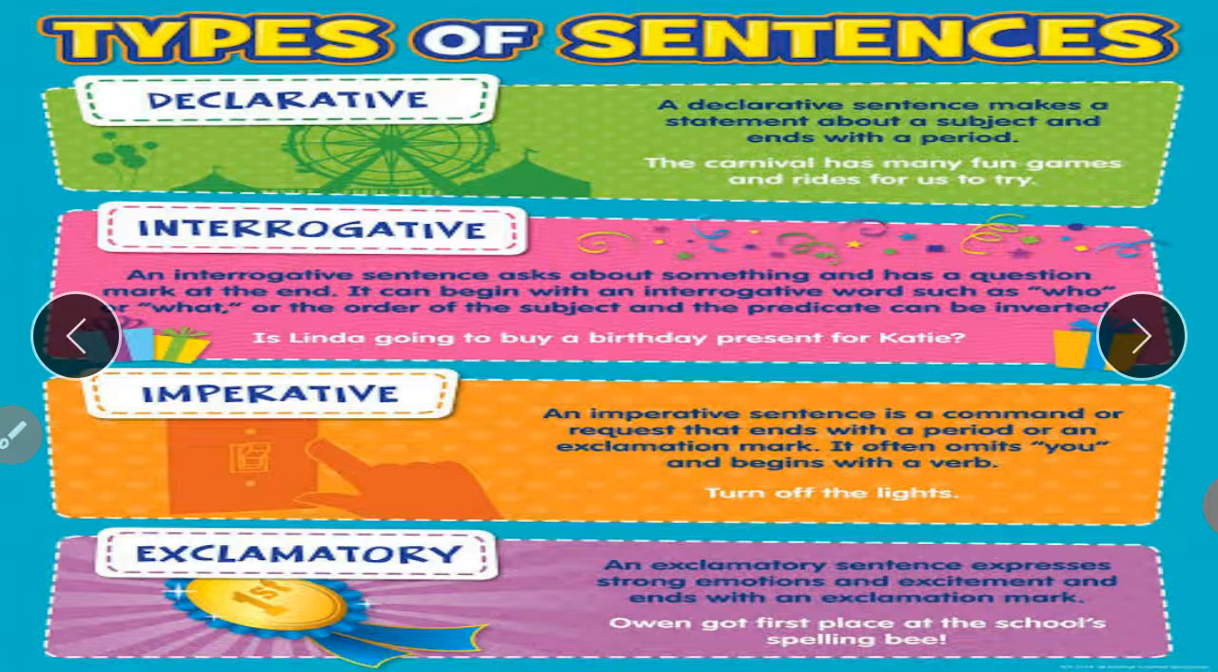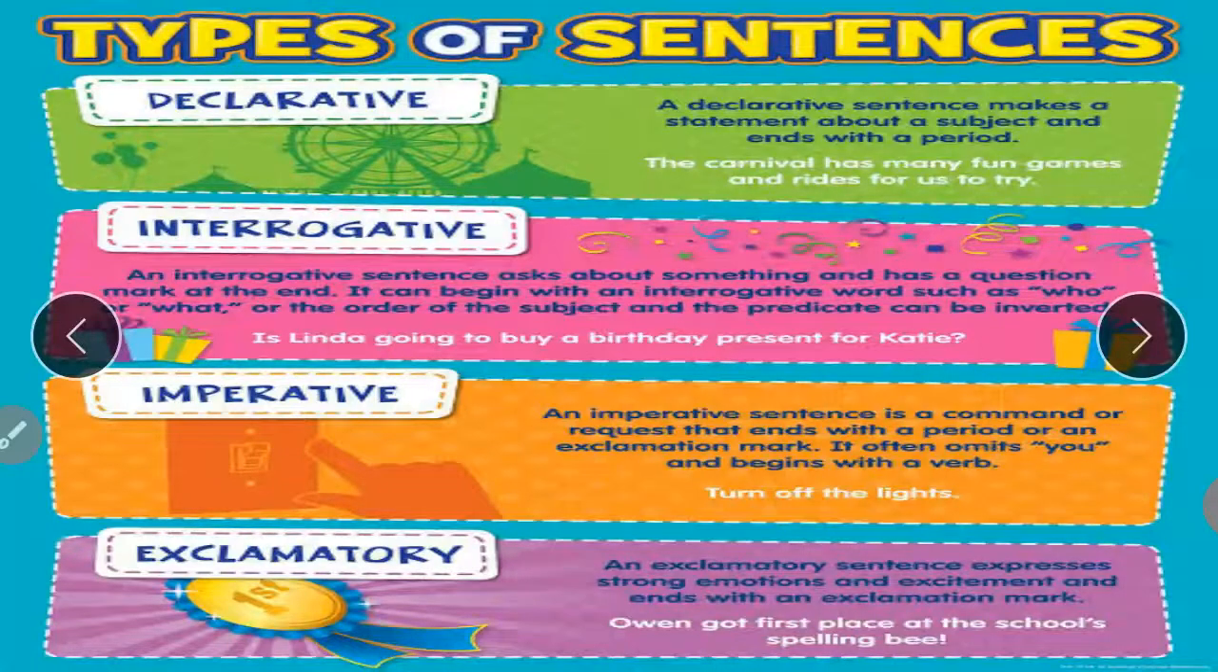Types of sentences. Declarative. The declarative sentence starts with the subject and ends with a period. Period, that is called a full stop. For example, the cat bites a rat. Here the example is: the carnival has many fun games. The carnival is the subject and has many fun games is the predicate. So now we are only going to identify the sentence as declarative, interrogative, imperative, or exclamatory. We only have to identify the sentence.